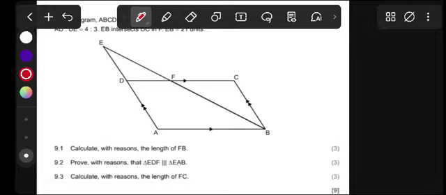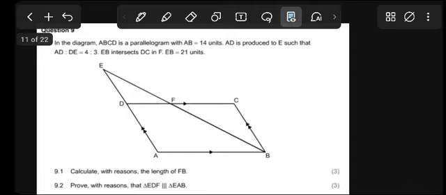EB intersects DC in F, and then we have BE equal to 21 units. We've been given the diagram as you can see. Then 9.1 says calculate, with reason, the length of FB. We should calculate with reason the length of FB.